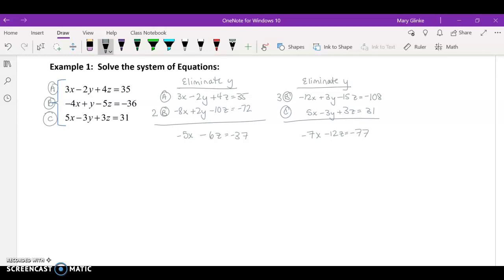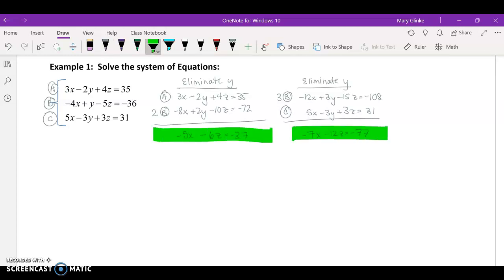Because now what I have done is I have now two equations. I have this one, and based off of those, that's a system that I'm used to solving. So looking at those two equations, I'm going to go ahead and eliminate z from this one. So I'm going to take this first equation and I'm going to multiply by a negative 2. So I'm going to get a 10x plus 12z equals positive 74.